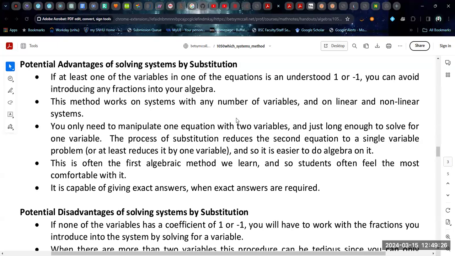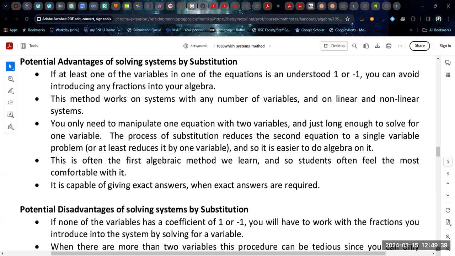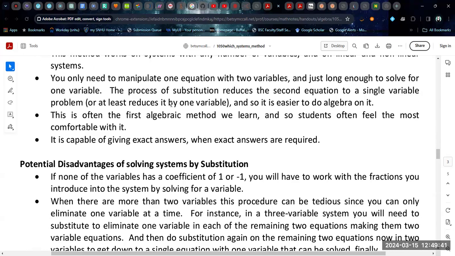This method will work on systems with any number of variables and on both linear and nonlinear systems. So if you had an x squared or something like that, you could still use this procedure to solve those problems. You only need to manipulate one equation with two variables and just long enough to solve for one of those variables. And then substitution reduces the second equation to a single variable, so it's easier to do the algebra on it.